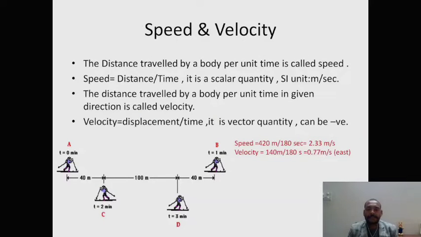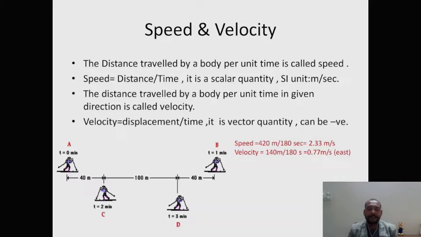With this example, we can see the difference between speed and velocity. Speed and velocity are physical quantities. Speed is nothing but distance traveled per unit time, and its SI unit is meter per second. And velocity is a vector quantity, and that is displacement with respect to time, or displacement per unit time.